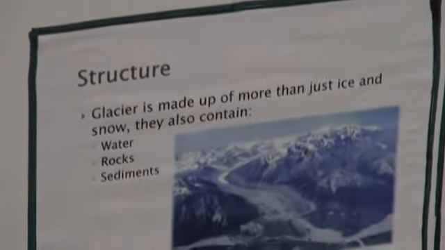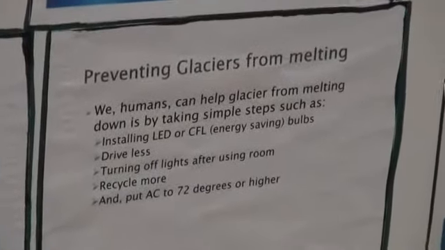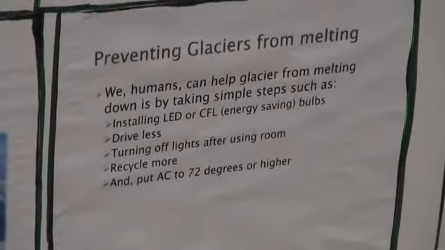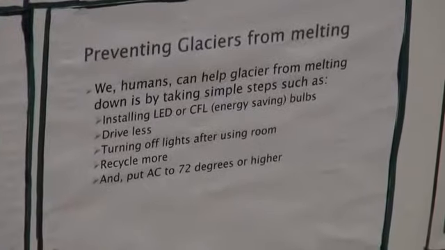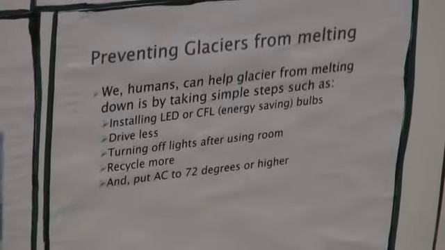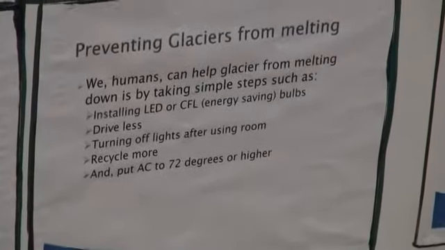Preventing glacier from melting. We humans can help prevent glaciers from melting down by taking simple steps such as installing LED or CFL energy-saving bulbs, driving less, turning off lights after using a room, recycling more, and putting the AC on 72 degrees or higher.